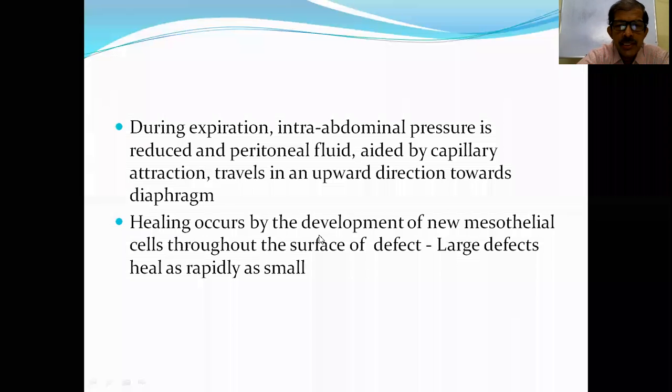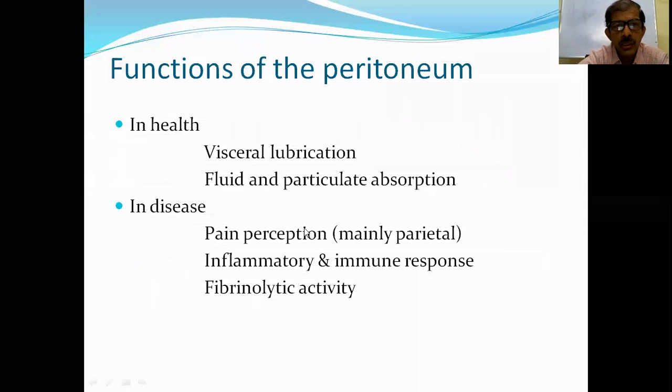Another character is that healing is from the surface. That's why large defects heal as rapidly as small ones. It is not from the margin, it is from the surface. Mesothelial cells will appear and coalesce to form the peritoneum. That's why any defect is closed in 48 hours. Now, what are the functions of the peritoneum?